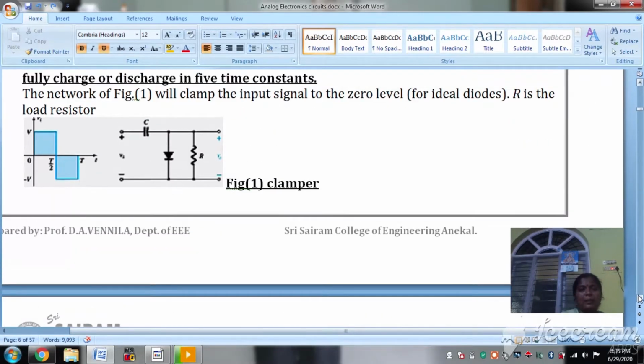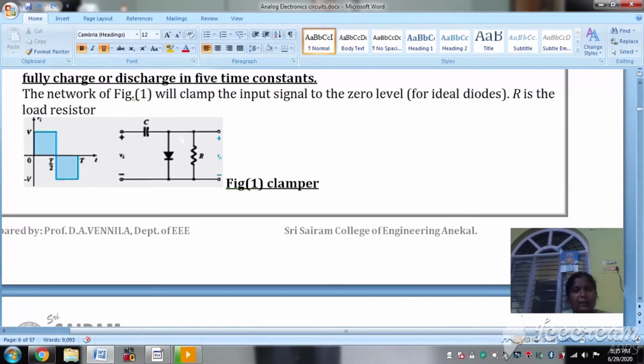Okay, so this is your clamper circuit, the negative clamper circuit. See here we have the input square waveform. You can give any type of input here: square waveform, triangular waveform, sine waveform, anything. Okay, see here, during the positive cycle the diode will conduct, and at the same time the capacitor will also charge.